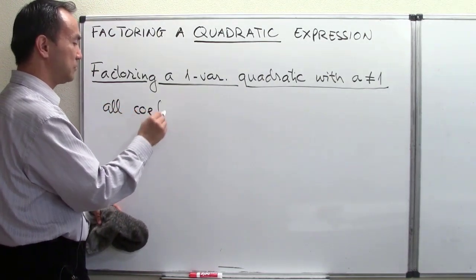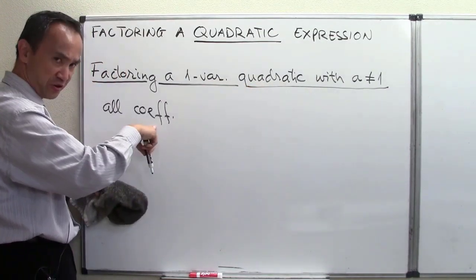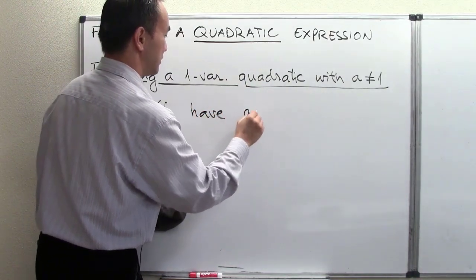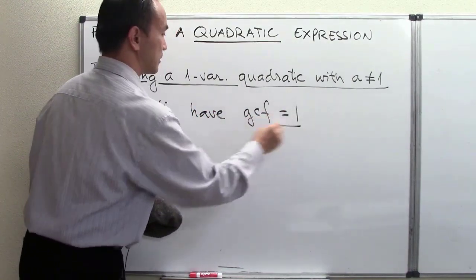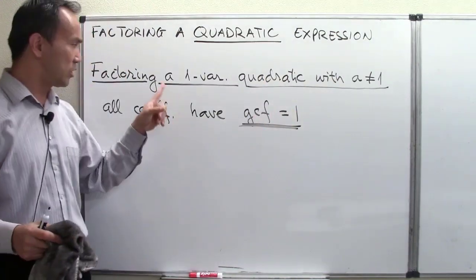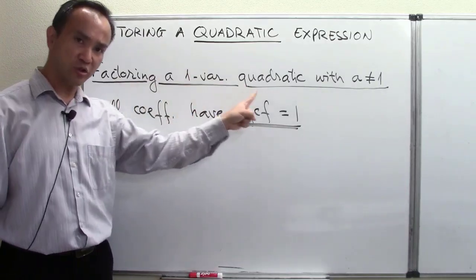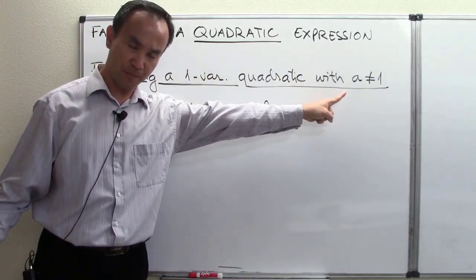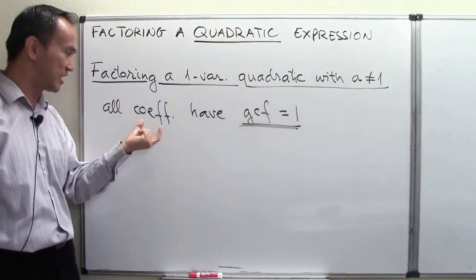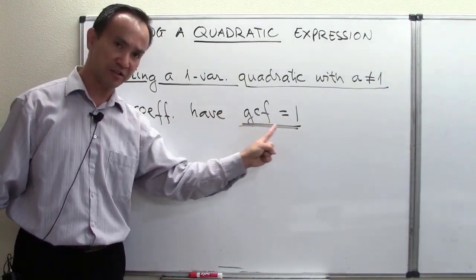I want to lead you through learning about the case where in your quadratics all coefficients have GCF equals 1. Or another way of saying, the GCF of all coefficients equals 1. So we want to learn this specific case right here: factoring a one variable quadratic with leading coefficient other than 1. But for learning right here, I believe the fundamental comes out from when we learn the case where all coefficients have greatest common factor equals 1.